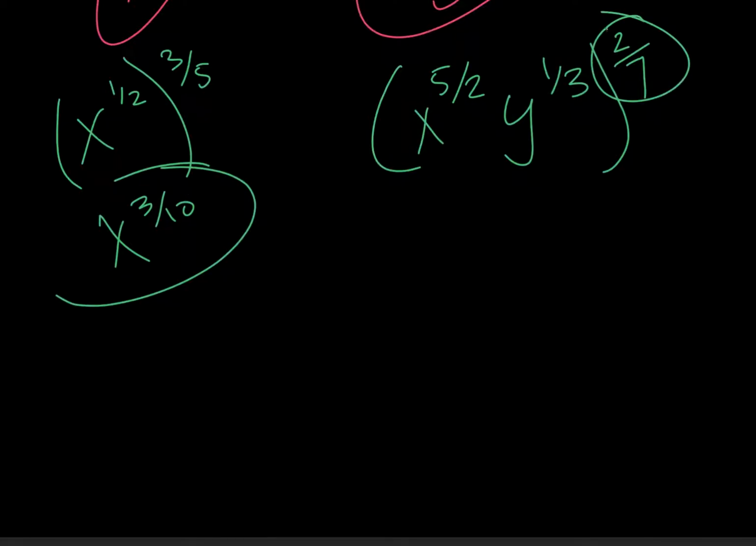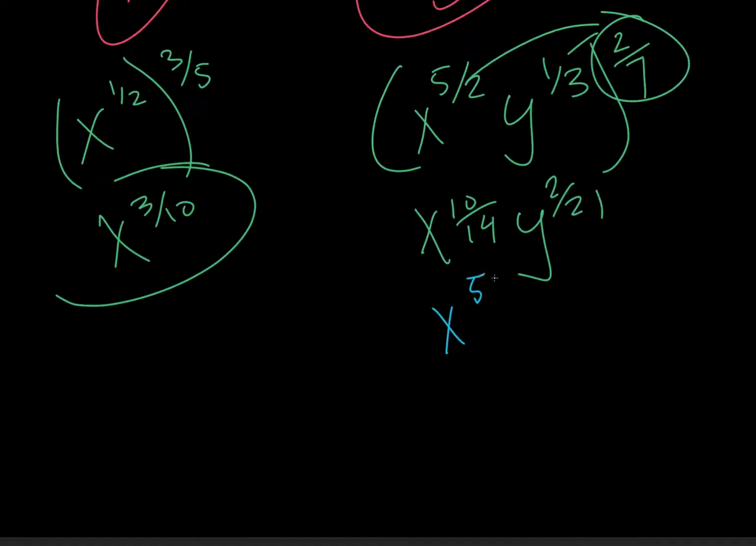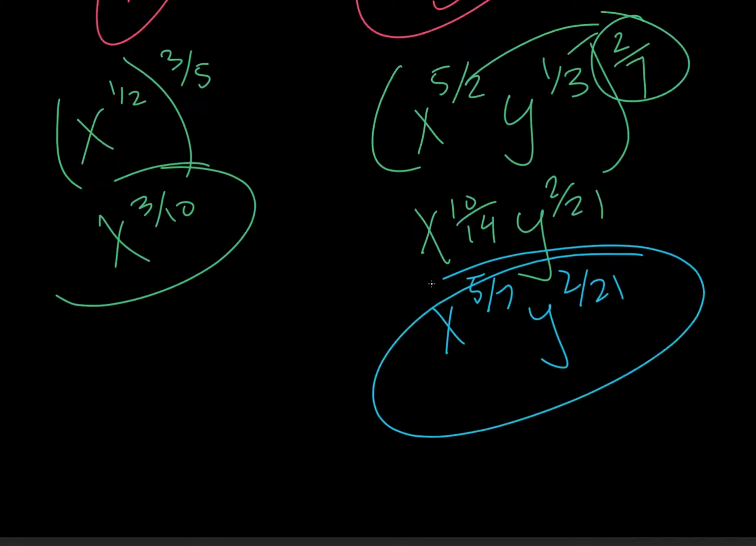This one we're going to distribute. So we say 2 times 5, which is 10. 2 times 7, which is 14. That's not simplified, but we'll come back to it. 2 times 1 is 2, and then 7 times 3 is 21. So our y is finished, but we can divide both those by 2. So x to the 5/7, and then y to the 2/21. Okay.